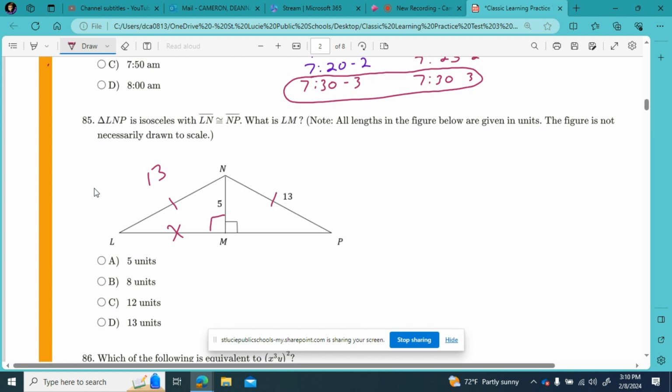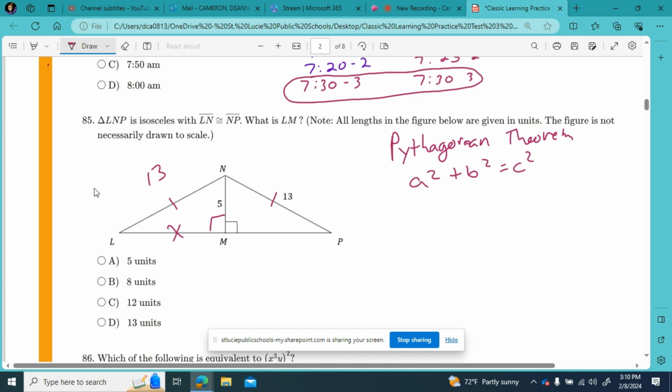So when I know two sides of a right triangle and I want to find the third side, that is when we use our Pythagorean theorem, which says a squared plus b squared equals c squared. And it even tells you on your reference sheet that c is the hypotenuse.